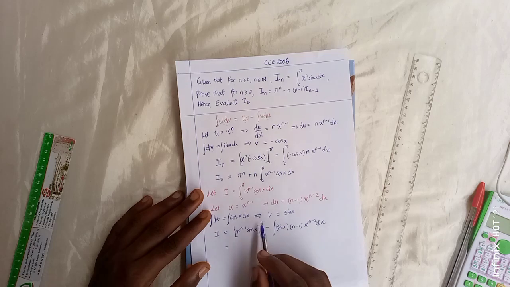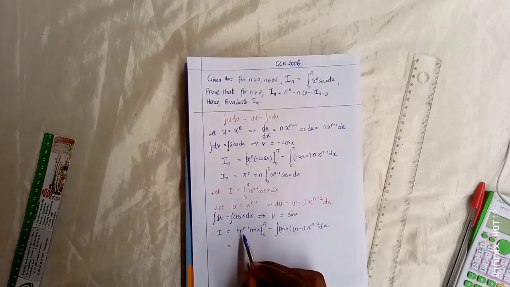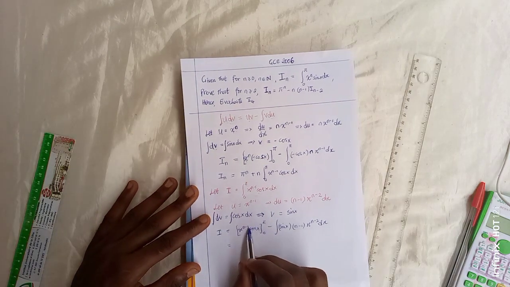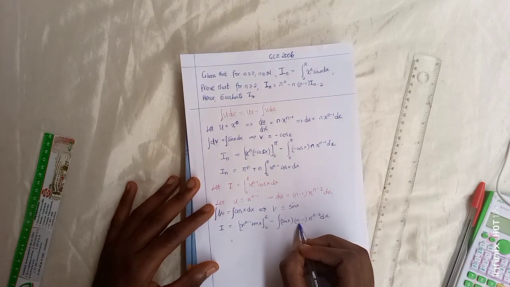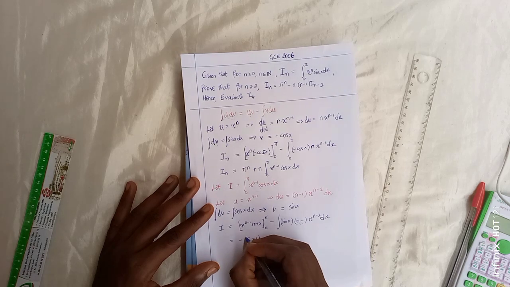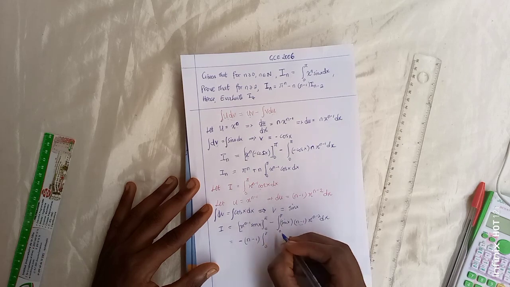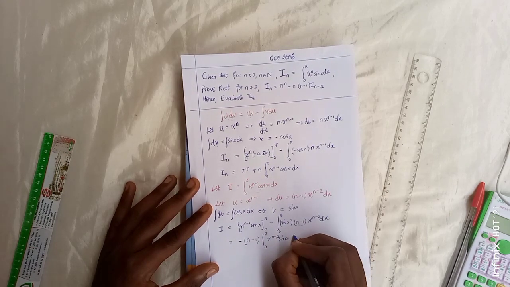Now when you put sine pi it is 0, and when you put 0 here, everything is 0. So this term turns out to be 0, and we will not write it down. Now we can factor out this n minus 1, so you have negative n minus 1 times the integral from 0 to pi of x to the power n minus 2 sine x dx.